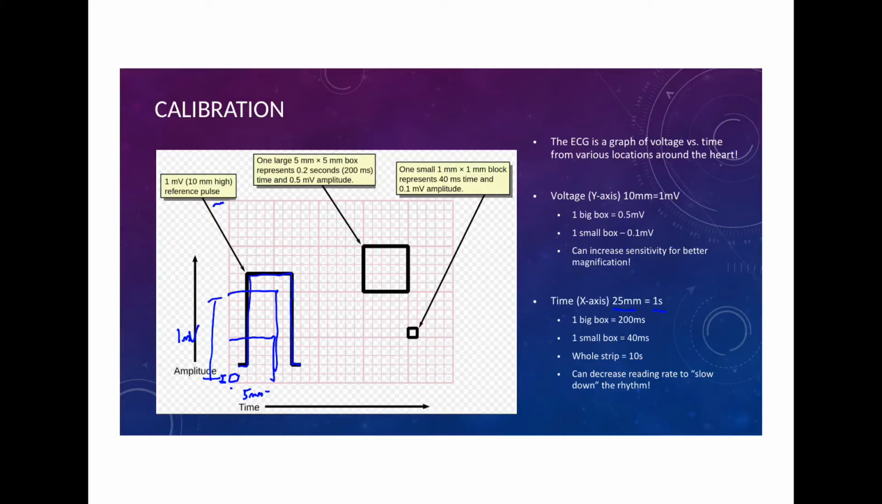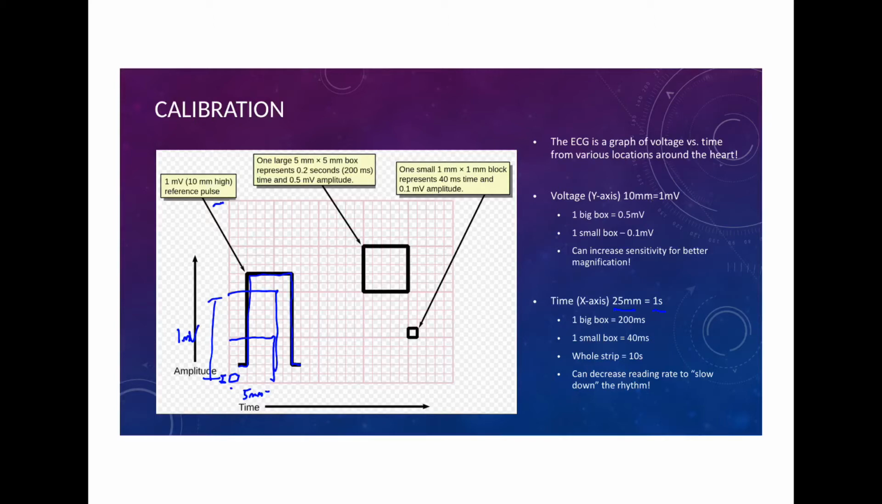This is important because if you want to magnify things, if you're not able to see all the waves and points on the ECG properly, you can magnify it by increasing the sensitivity. So instead of making it 10 millimeters per millivolt, you can make it 20 millimeters per millivolt.